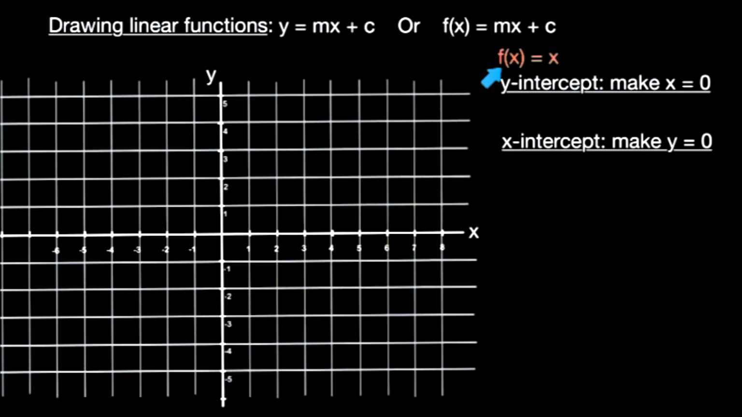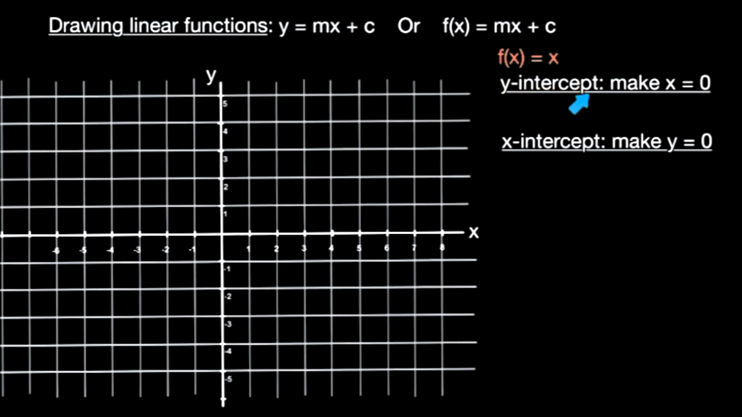Here we are given f(x) = x. This is a linear function because it's x to the power of 1, the gradient is a 1, and then we have the y-intercept which is plus 0. But let's have a look at how we can draw it algebraically. We are going to have to calculate the y-intercept.